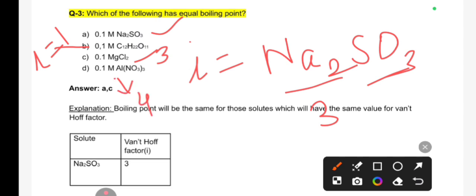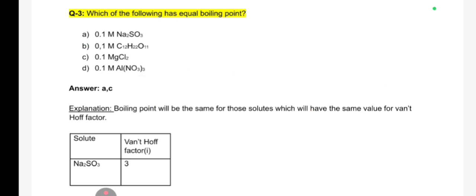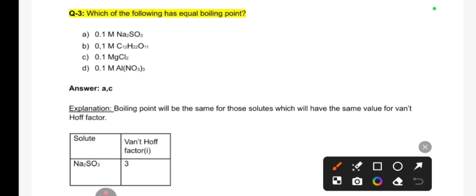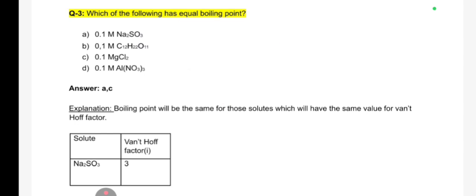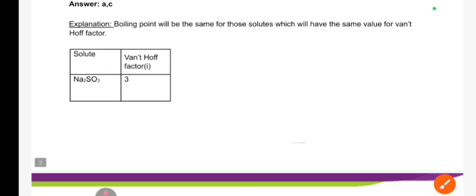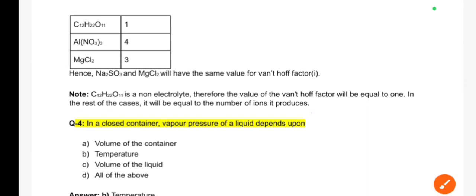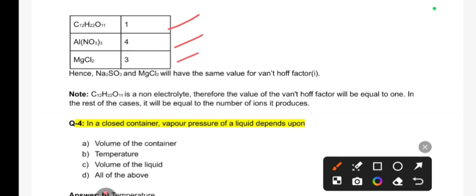Why is it 4? How many ions will be formed? Aluminum 1 and nitrate 3. Total will be 4. So you can see here the same value of i is given for sodium sulfate and magnesium chloride. Both have i equal to 3. Okay. So the answer will be A and C option. So you can see here the value of Van't Hoff factor is given. In case of sucrose, i value is equal to 1. Why have we taken it as 1? Because it is a non-electrolyte, it will not dissociate into ions.